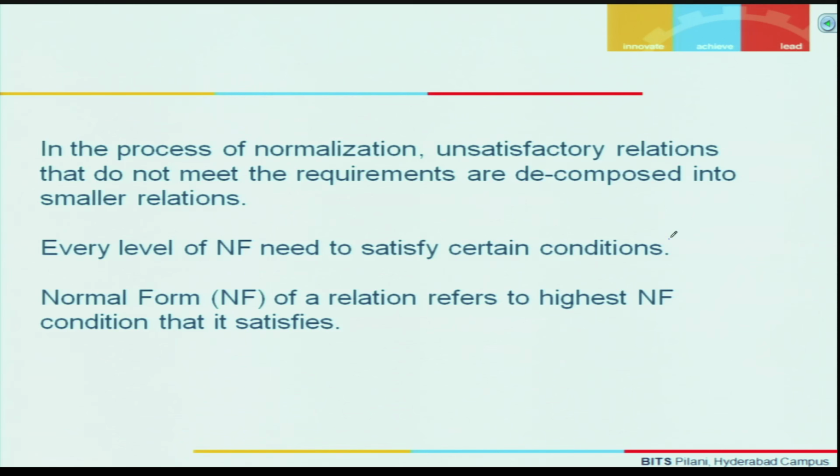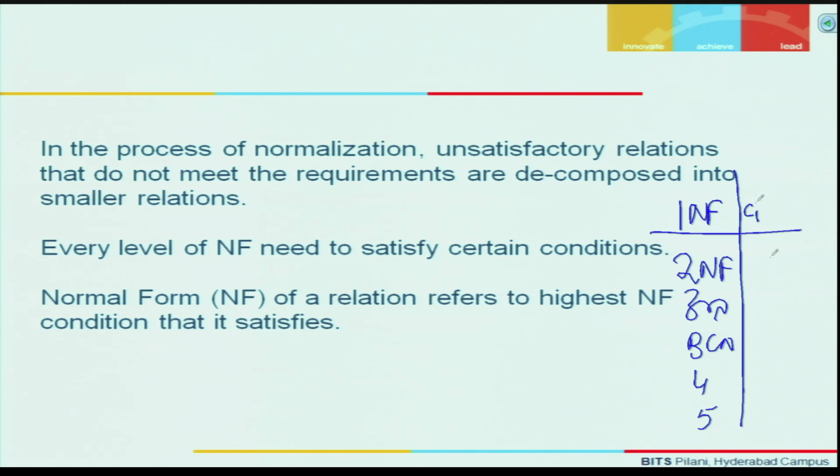Suppose I have the various levels of normal forms: first normal form, second normal form, third normal form, BCNF, fourth and fifth normal form. At every level, if I want to call my relation schema to be in a particular normal form, then it needs to satisfy certain conditions. Let us assume that for first normal form, condition 1 is to be satisfied. For a relation to be called in second normal form, it needs to satisfy condition 1 and condition 2, that is the condition for first normal form as well as the specific condition for second normal form. Then third normal form needs C1, C2 and C3, so on and so forth.